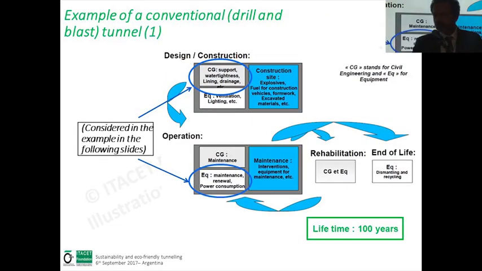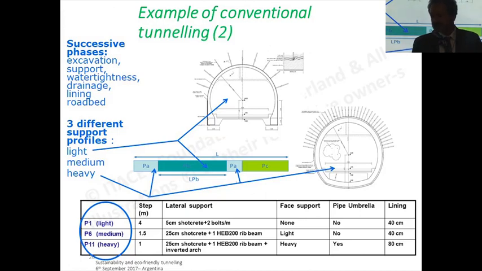And I will consider, in the following example, a conventional drill and blast tunnel. I will consider the material we need for support, for lining, for drainage, for watertightness, so the material we need. And I will consider the operation phase, so the energy supply for ventilation and lighting. So this example will be done for a life cycle of 100 years. So this is the example.